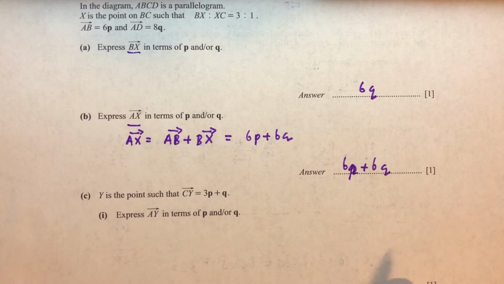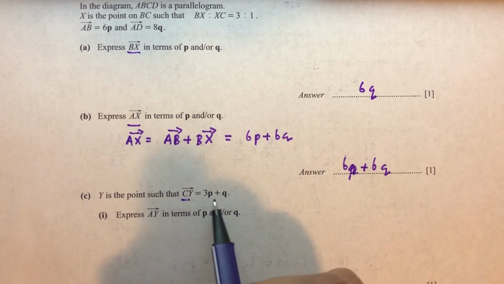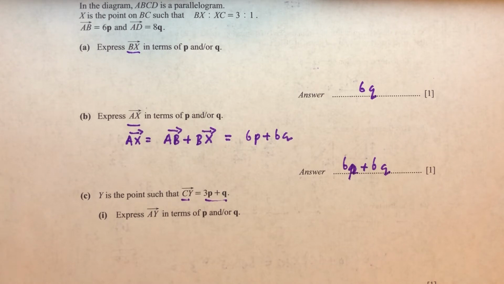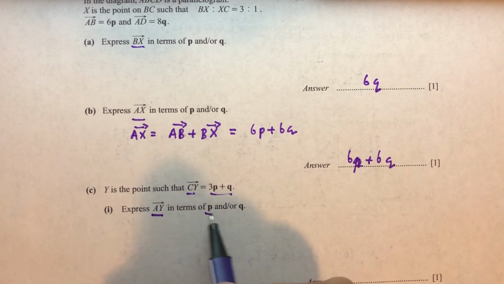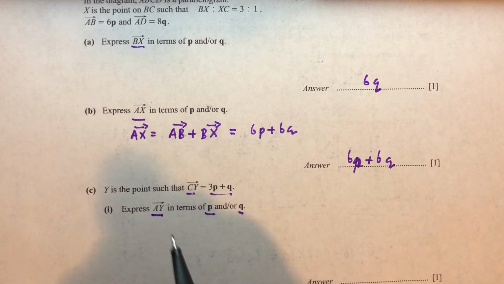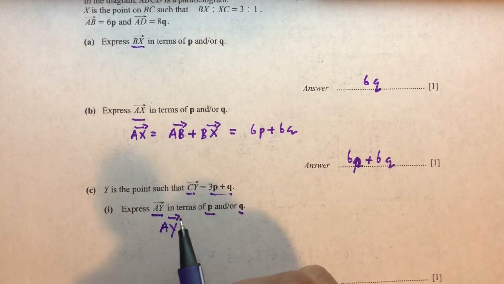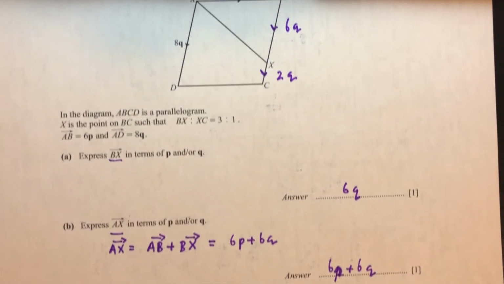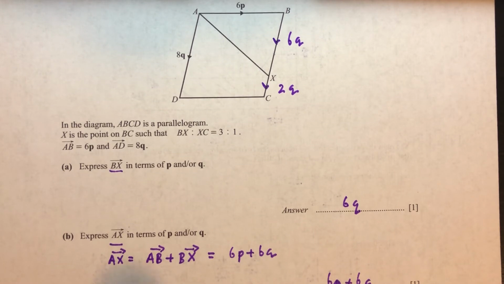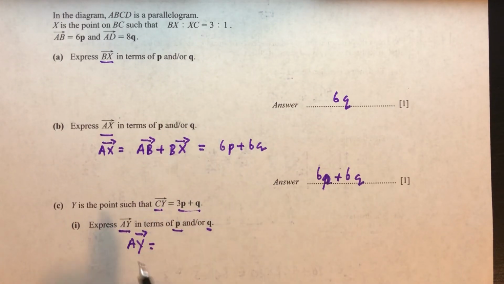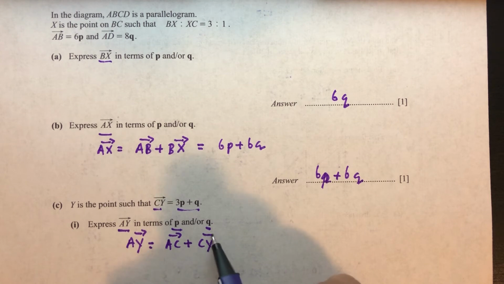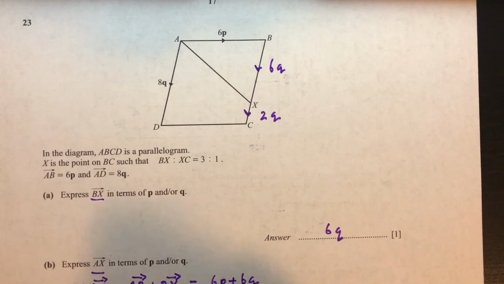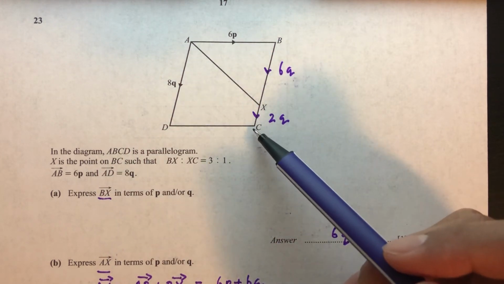The point Y is a point such that CY is 3p plus q. And now we have to express AY in terms of p or q. So what is AY? So we have to look at the drawing. We know that CY has been given to you, from point C. So we have to find a way to move from A to C first and then C to Y. So what is A moving to C? So it will be AB plus BC. So that's how you move to C.